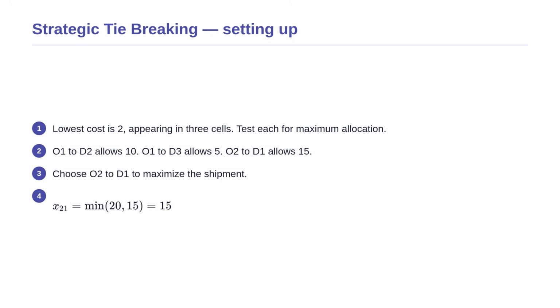Origin 1 to destination 2 allows 10, origin 1 to destination 3 allows 5, but origin 2 to destination 1 allows a maximum of 15. Because 15 is the largest possible allocation, we choose this cell to break the tie. Destination 1 is satisfied and origin 2 has 5 units left.